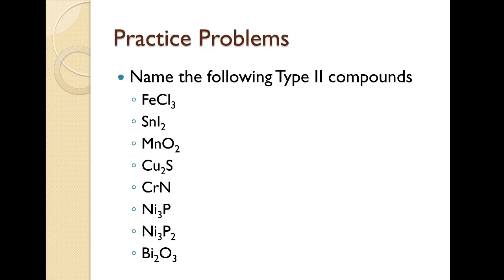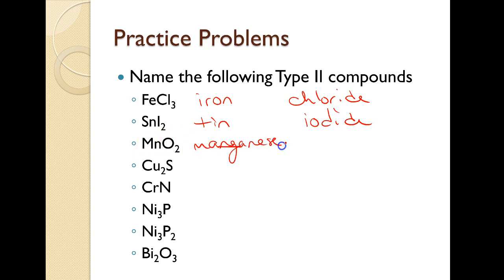Okay. So I'm going to go through, and I find it easier to do all the writing of the words before I come up with the Roman numerals. So Fe is iron. Cl is chloride. Notice I gave myself some space. Sn is tin. I is iodide. Mn is manganese. Oxide. Notice they all end in IDE.